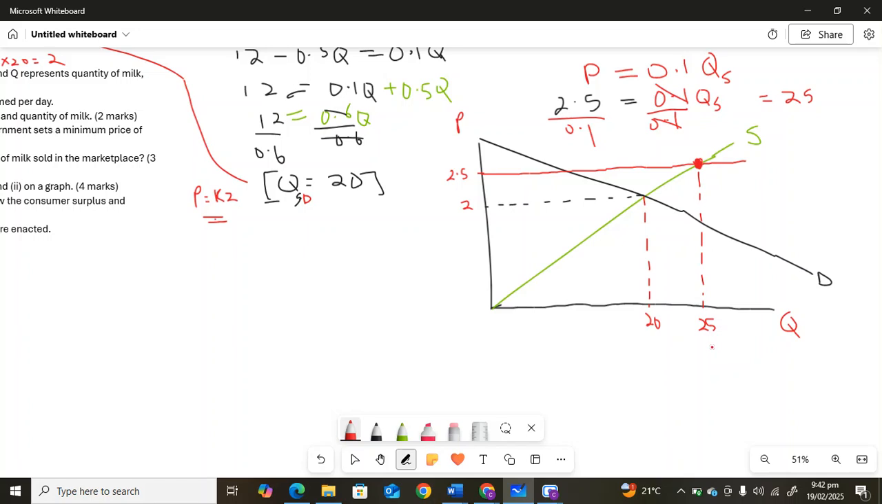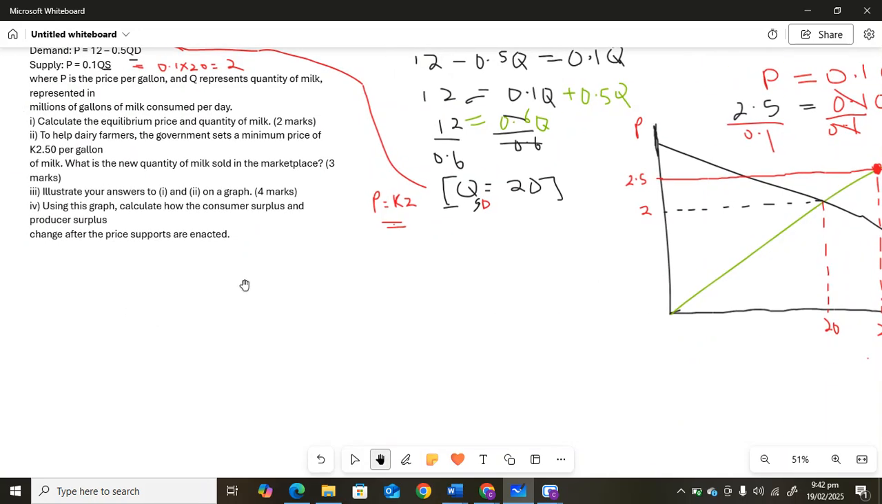Are we okay with that? Any questions? Even without the graph, you would have just come straight to this, okay? And you get 25 units. So we've also done part 3.